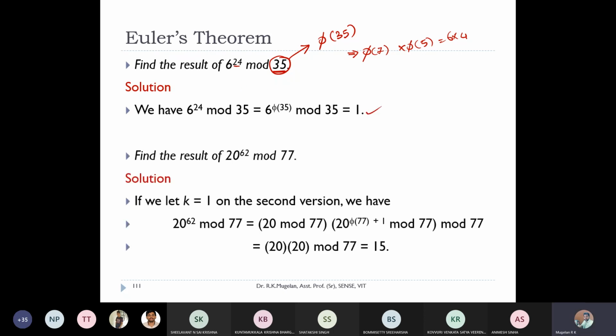Second one. Find the result of 2 power 62 mod 77. In this case, can anyone tell me what the answer is for phi of 77 here? Use your chat box. Sorry, not mod 77, phi of 77. What is the answer?